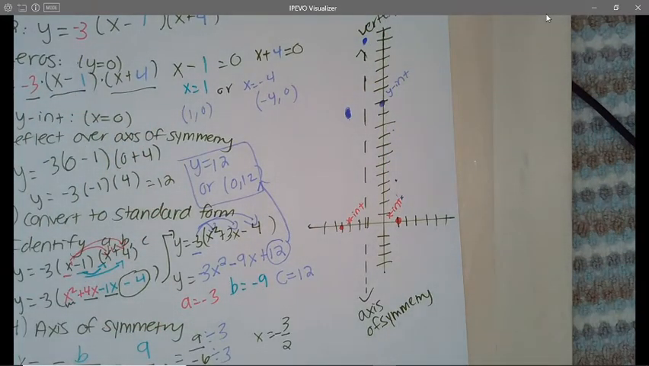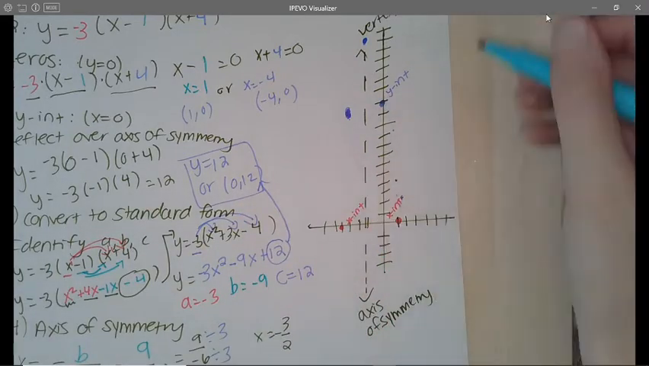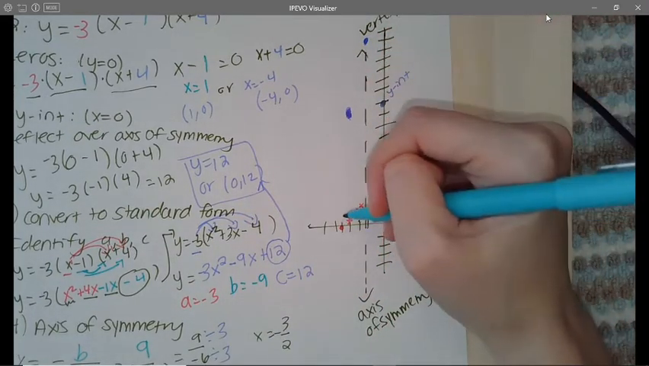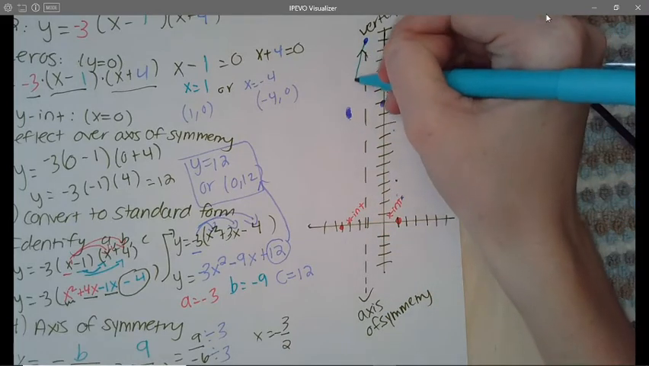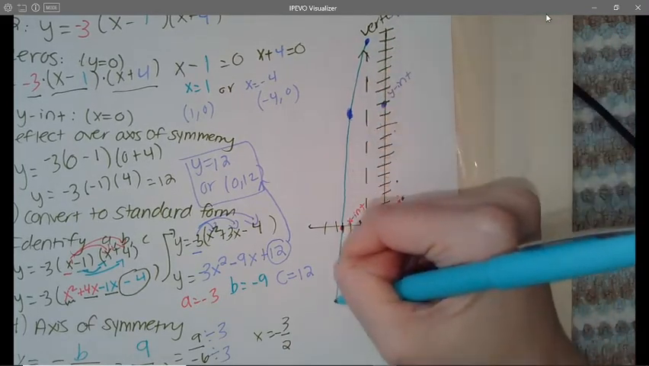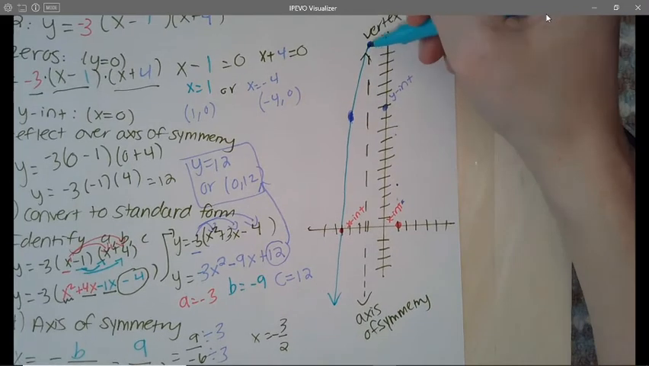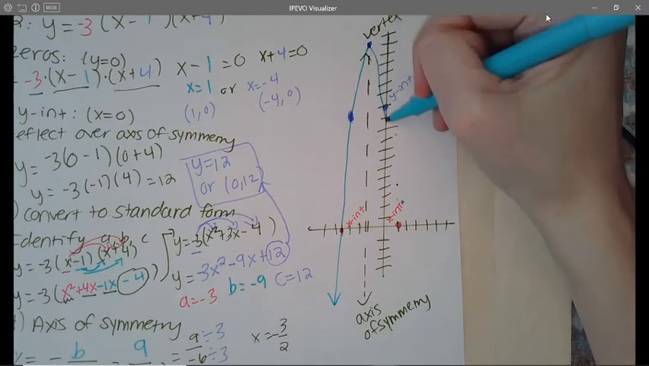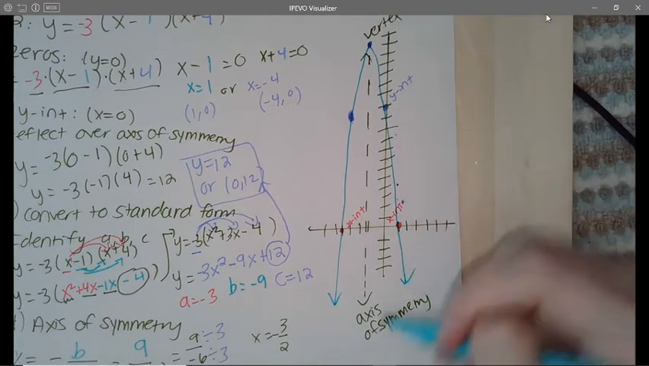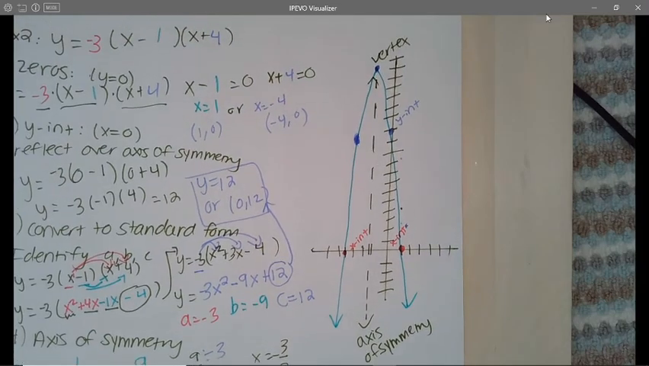Alright, you guys, the final step. Let's plot these points and connect them, which I already plotted, so let's connect these points. Alright, let's do this. Hopefully I do better this time. Okay, got one. And then, let's see. There we go. Look at that beautiful parabola.